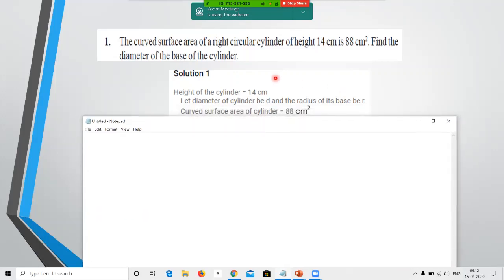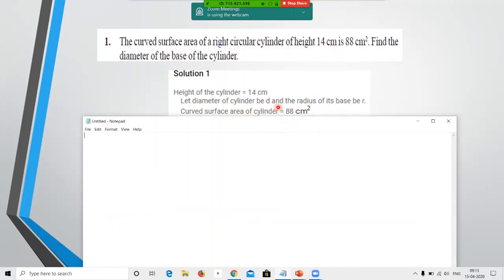Shall we start. The curved surface area of a right circular cylinder, don't have any confusion. Right circular cylinder means a simple cylinder, of height 14 centimeter, is 88 centimeter square. As soon as you read the question, start writing down the data. If you have always seen the sums that I do, I always write down the data that is given to us. So height is given to us, curved surface area is given to us. Find the diameter of the base of the cylinder.